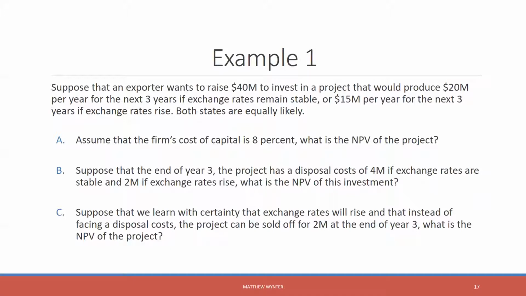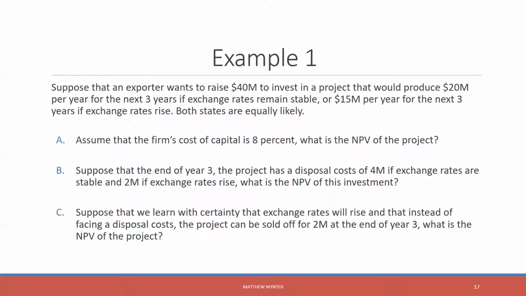In part B, at the end of year 3, the project has a disposal cost of 4 million if exchange rates are stable and 2 million if exchange rates rise. What is the NPV of the investment? The way to think about the disposal cost is at the end of year 3, you're going to have this additional cost. So you know a cost is a thing you pay for, so you're going to have this negative.